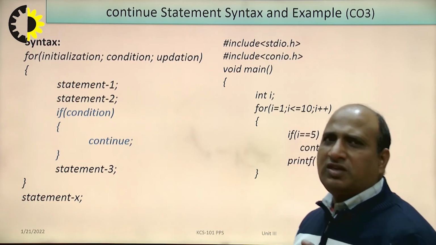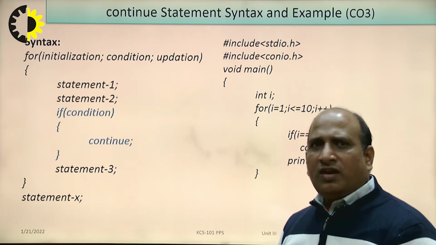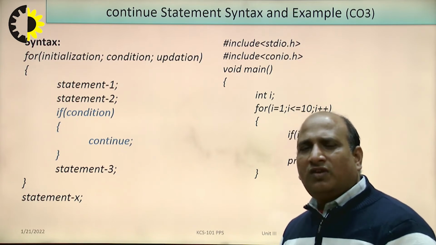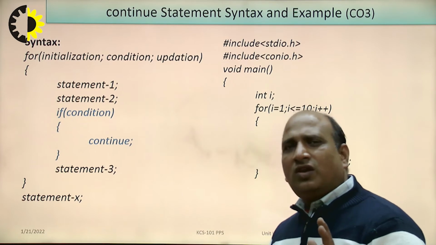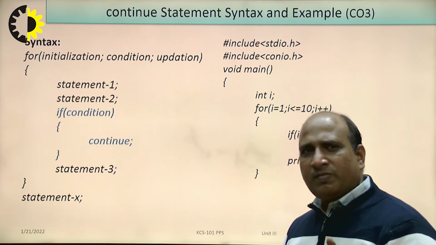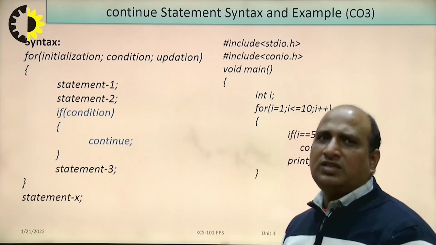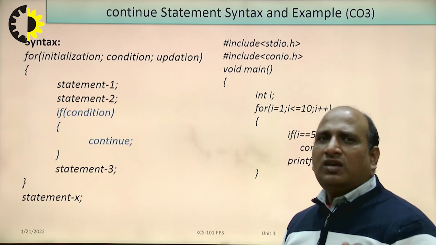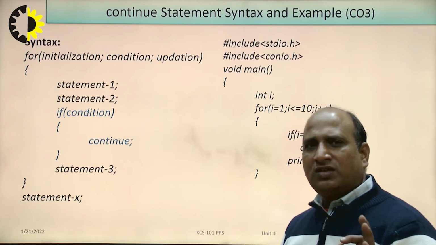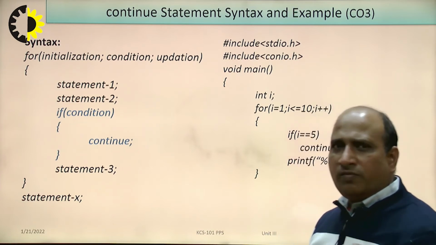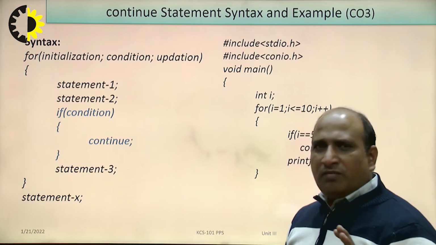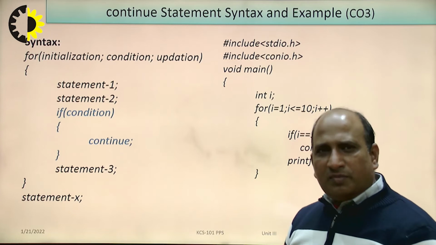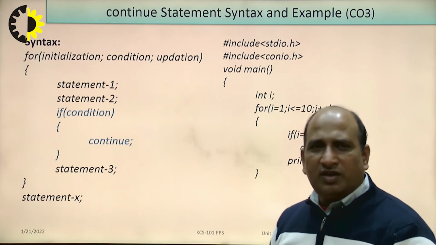I plus plus becomes 6 now, and 1, 2, 3, 4 have already been printed. When I is 5, continue is encountered, control comes to the I plus plus and I becomes 6. 6 is less than or equal to 10 is true, so control will come to the body. 6 equals to 5 is false, which means control will not go to the continue, and I will be printed, which means 6 will be printed. Similarly 7 will be printed, 8 will be printed, 9 will be printed, 10 will be printed.